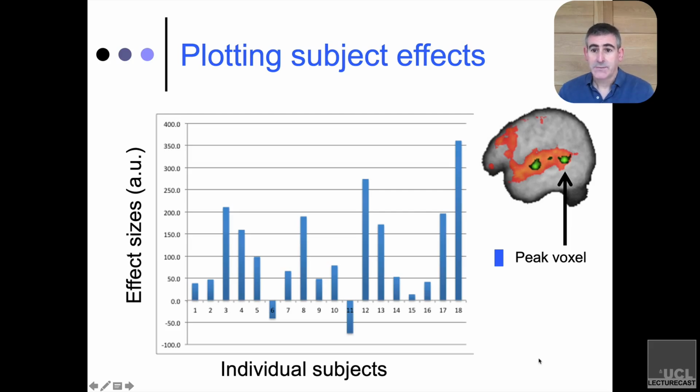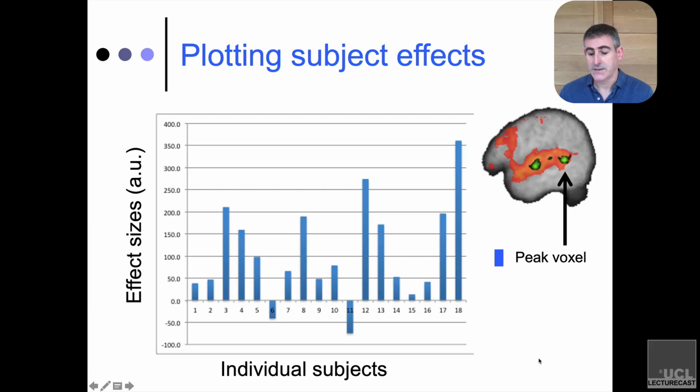There are multiple ways to plot effect sizes, so that's across conditions in a group study. But the other thing you can do is look to see how consistent the effects are across the individuals in your study. In this particular case, I'm looking at a peak shown in green on the right, at the posterior part of the superior temporal sulcus. I had 18 participants in this experiment, numbered 1 to 18 on the x-axis, and I'm plotting the effect sizes here.